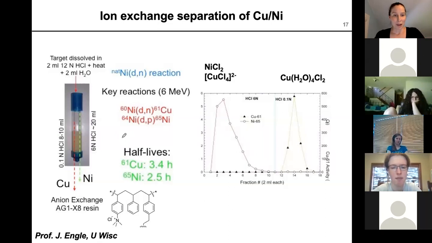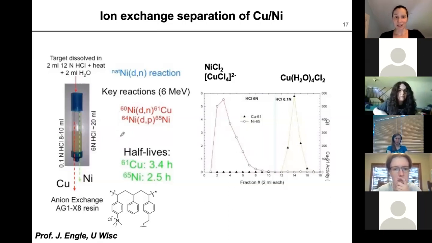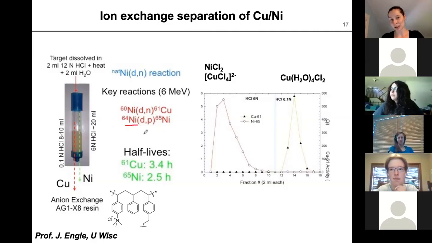So I told you about copper 64. There's actually also a shorter-lived PET isotope, copper 61, that you see here. It has a 3.4-hour half-life. Again, you can use nickel 60 or nickel 64 as a target here. Do either a deuteron neutron reaction or a deuteron proton reaction that concurrently will produce a mixture of these two isotopes. And then additionally, of course, you also have still the target nickel present. So the first thing you do is you dissolve the target, this little coin target that I showed you, in a high concentration of hydrochloric acid.